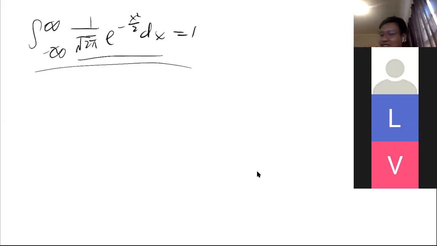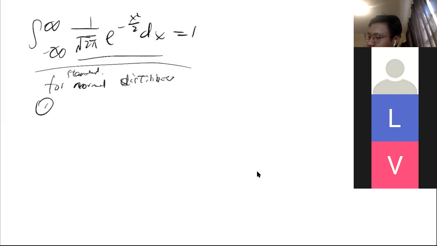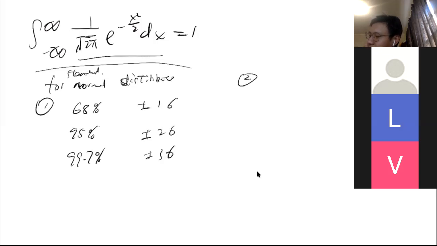So you want to copy the question? Basically the first problem is: for a standard normal distribution, 68% of data lands within plus or minus 1 SD, 95% of data lands within plus or minus 2 SD, 99.7% of data lands within plus or minus 3 SD. And the second problem is this here. And both of them are true.